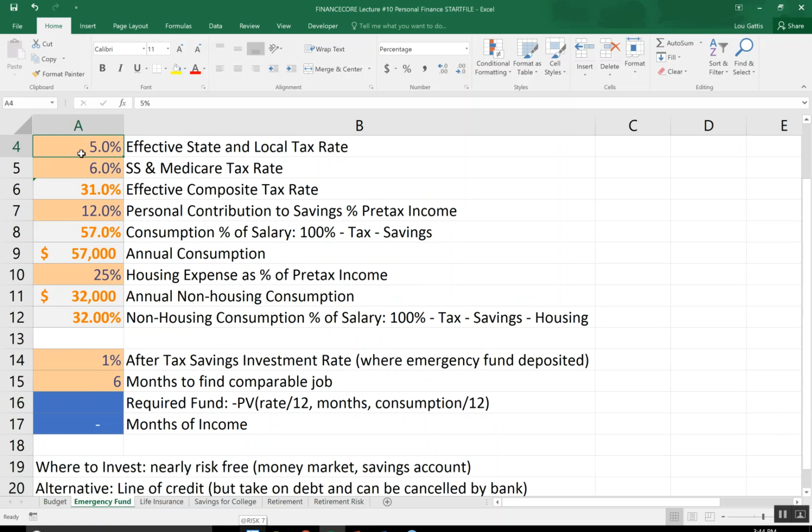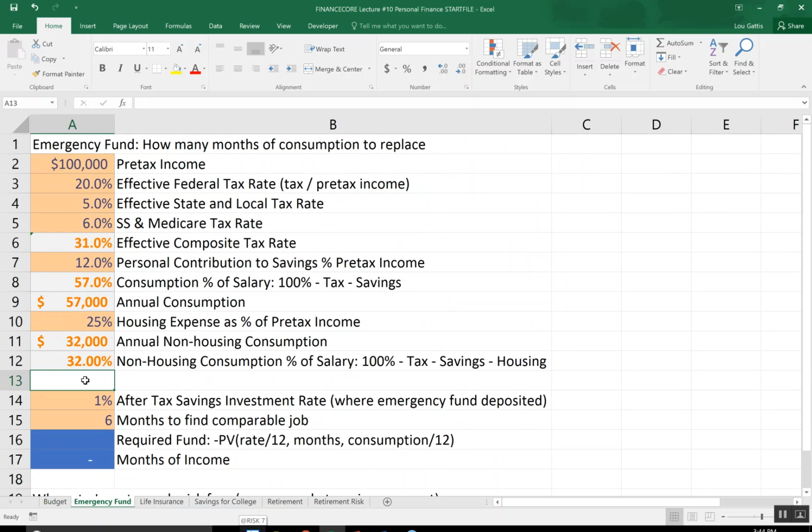So again, all this is still the same. I'm going to put aside 6 months of income. Now I could just take the 57,000 divided by 12 and multiply it times 6, but it's not going to be quite so much because we'll assume that she gets 1% savings. So we're going to do a PV.